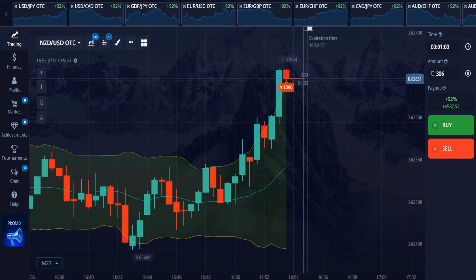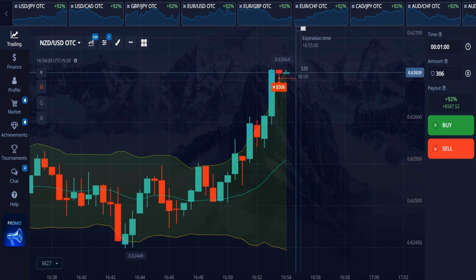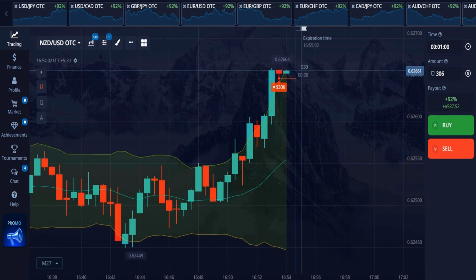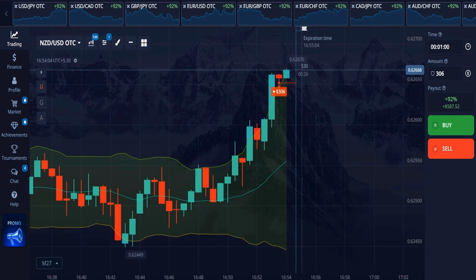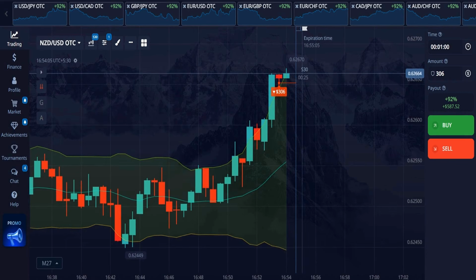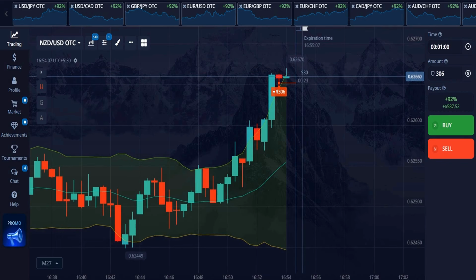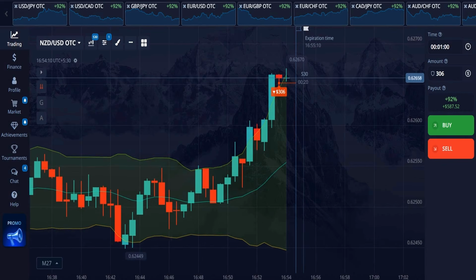Once that candle closed completely outside the band, I prepared for a sell entry following the same rule. Wait for confirmation, then enter at the next candle open. This setup fits perfectly with the concept of overextension, followed by a quick pullback. The expiry is short, just 1 minute, keeping it simple and precise.